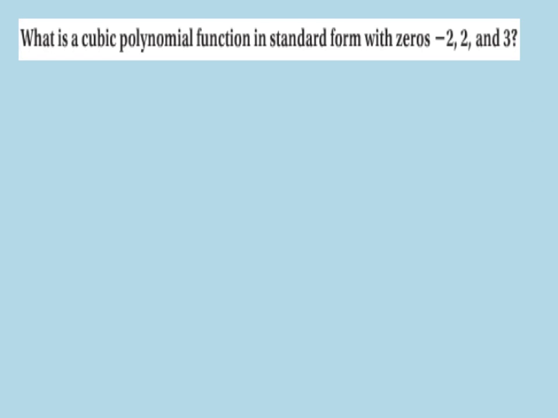So this first question, I'm giving you the zeros right here, and you have to write this in standard form. So you basically have to work backwards. If I were to write this out, this would be like x is equal to negative 2, x is equal to 2, and x is equal to 3. I want to rewrite it so it looks like a binomial, so I set it equal to 0. So I have to undo what I did.